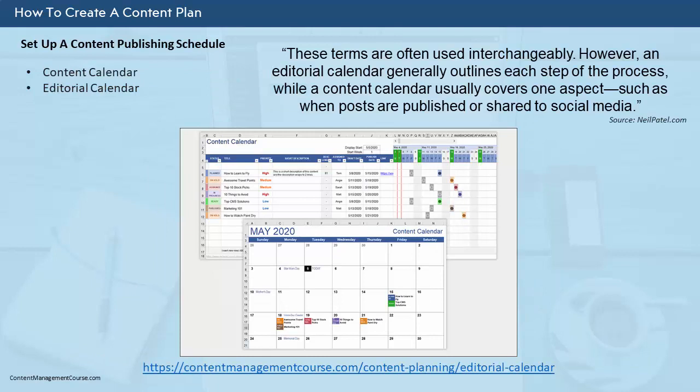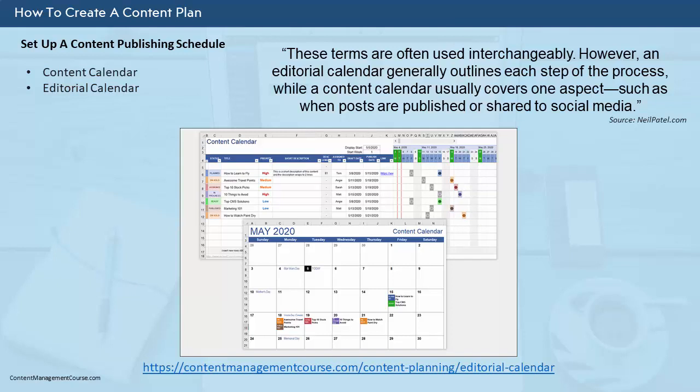After choosing the tools your team will use to collaborate, communicate, and manage your content, the next step is to set up a content publishing schedule to organize and schedule your content creation and promotion activities. Typically, this will be a tool that lets you set up and manage a content calendar or an editorial calendar.